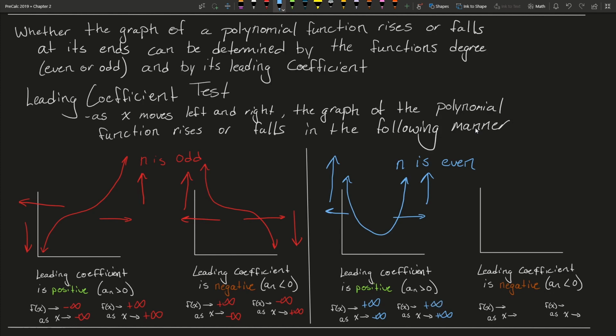And then if we have a leading coefficient that's negative, we're going to get the parent function x squared flipped upside down, or at least something that looks like it. So as x moves left, as x approaches negative infinity, f of x is going down toward negative infinity. As x approaches positive infinity, f of x is still going down toward negative infinity.